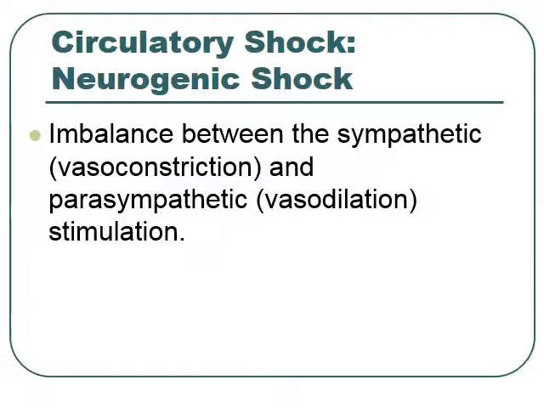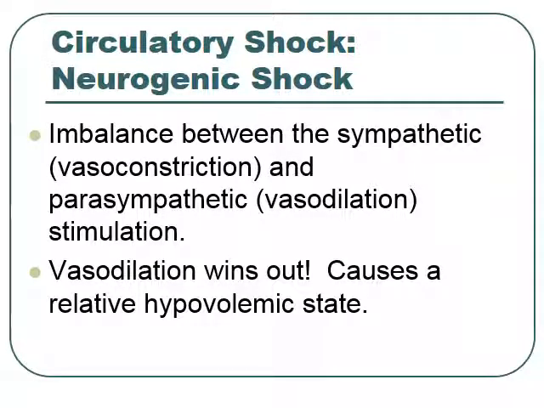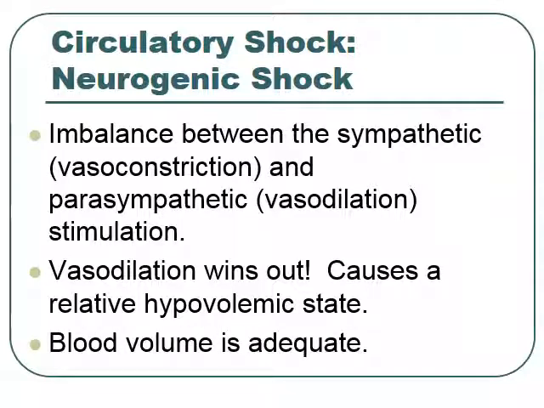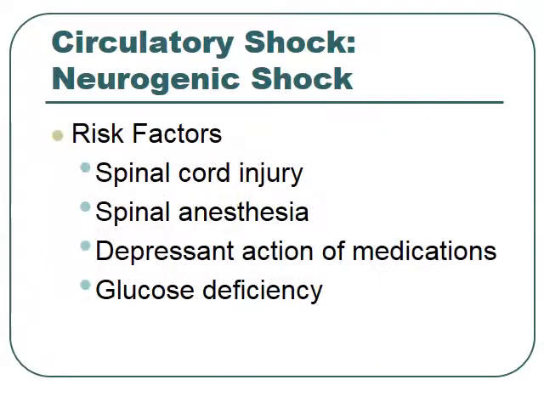And when the dilation wins out, we have a hypovolemic state. Okay, our blood volume is adequate in this. We didn't lose any blood, it didn't go anywhere, but we've dilated out our vessels, so the blood is just displaced. Our volume is adequate, but the blood is just displaced. The risk factors or the causes for neurogenic shock: spinal cord injury, spinal anesthesia, action of medications that we give our patients, and glucose deficiency or an insulin reaction. Those are all things that could cause your patient to go into neurogenic shock.